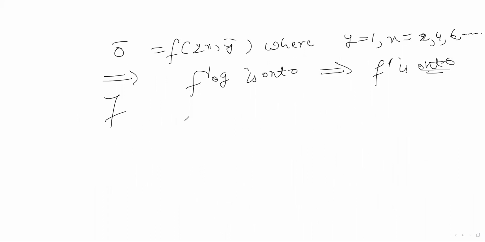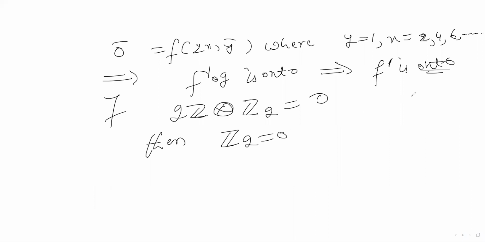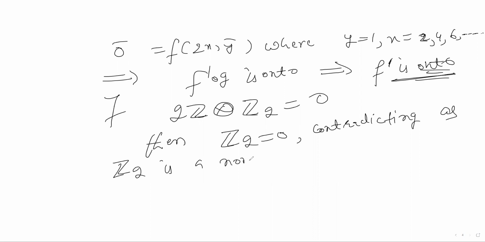Now if 2Z tensor product Z2 is 0, then Z2 is 0. This is because f is onto. But Z2 is not the 0 module, we know this, contradicting that Z2 is 0. Contradiction, as Z2 is a non-zero module. Okay, so we are done.